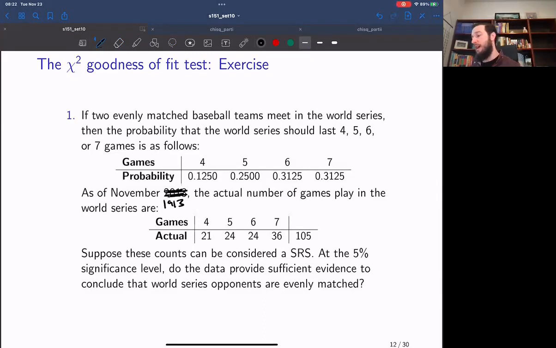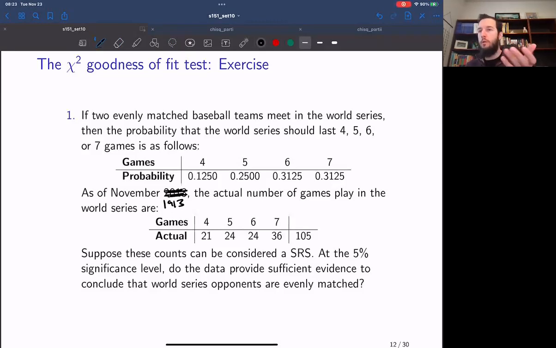As of November 1913, and this would have been taken 105 years after 1913, so this is a little bit outdated at this point, but anyways, as of November 1913, the number of games played in the World Series are 21, 24, 24, 36 for a sample size of 105. Suppose that we can consider this an SRS.